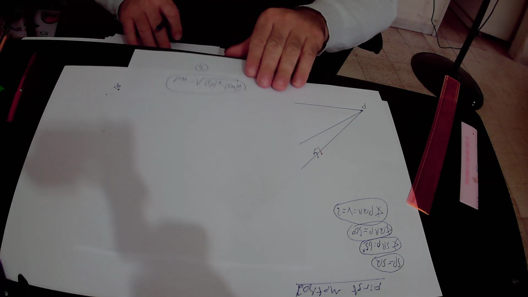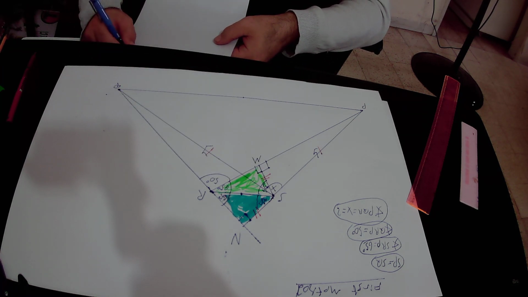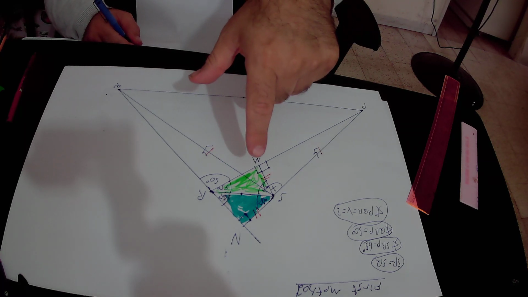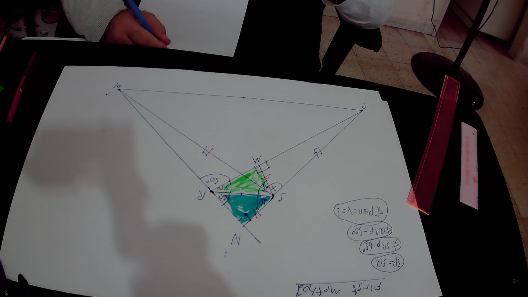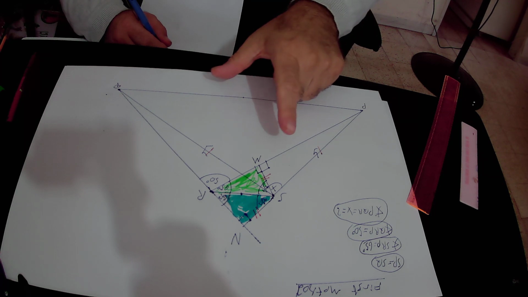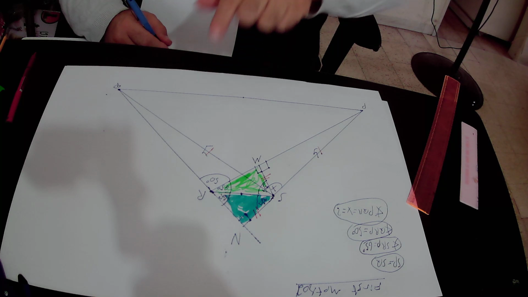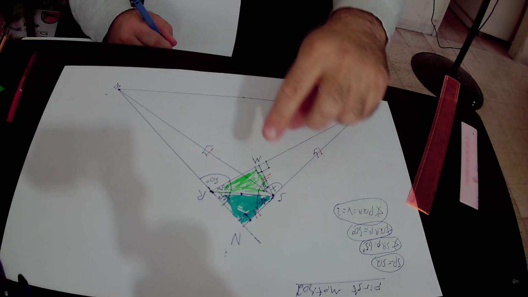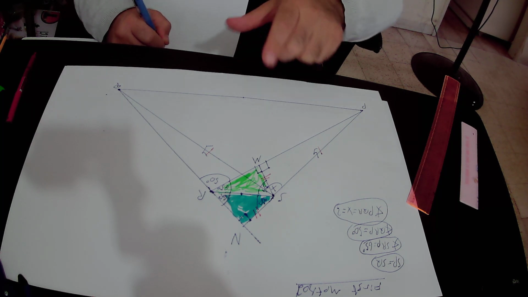And what is the value of NQ? We have here right triangle SNQ. Therefore, according to the Pythagoras theorem, SQ square will be equal to SN square plus NQ square.